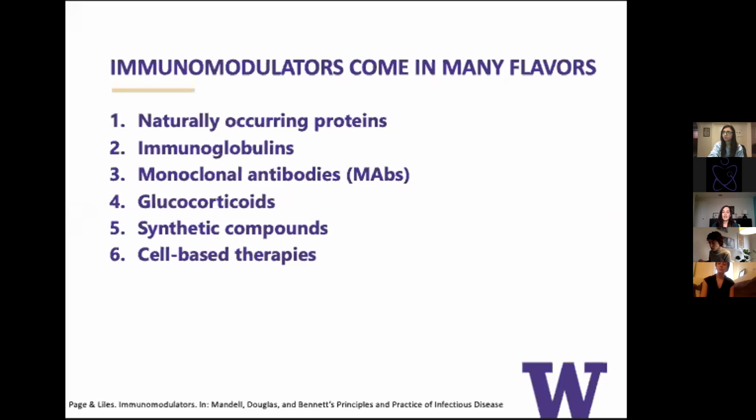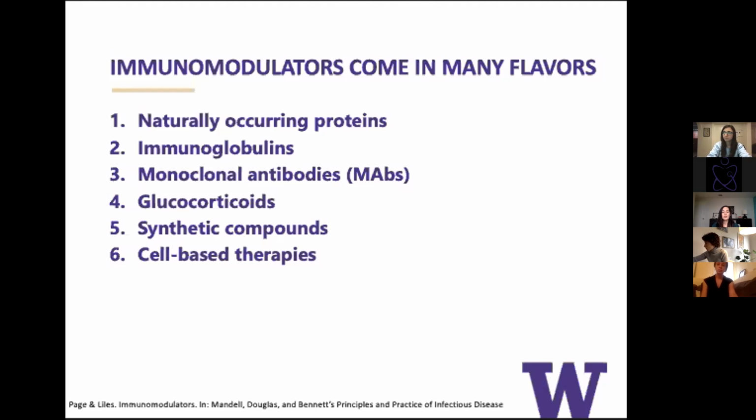Immunoglobulins, such as IVIG, are used either as replacement therapy in immunoglobulin deficient individuals or as true immunomodulators to upregulate or downregulate the immune response. Monoclonal antibodies, which are also produced in a laboratory, can block the action of cellular binding, cellular signaling, pro-inflammatory cytokines, or components of the complement cascade.